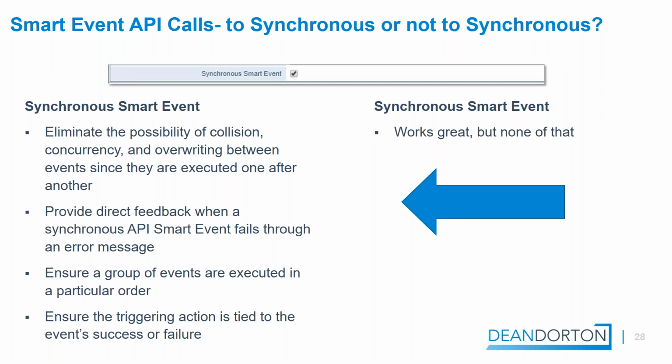So for example, if we want a smart event to update a sales invoice, if we make it synchronous, that sales invoice is not going to post unless the smart event fires. So it ensures that the triggering action is tied to the success or failure. It also allows us to define the order in which things happen, so that if we need one thing to happen before the next, we can make that happen with synchronous smart events. It does add a little bit of complexity, but I can't really think of many good uses where you wouldn't make a smart event synchronous, because being able to control that order is just so powerful and so valuable.